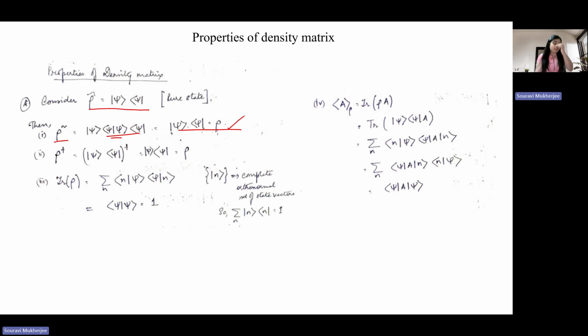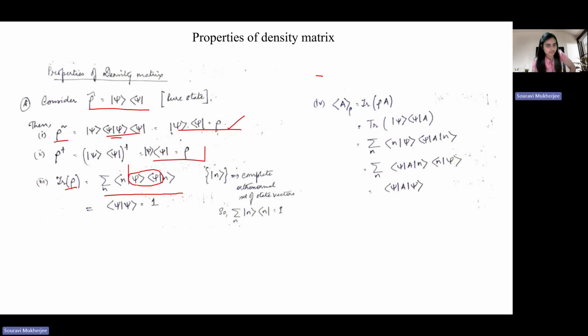Now you can also take the Hermitian conjugate, and this is how the conjugate will look. You would see that the conjugate is equal to the density matrix itself. Then you can also find the trace of rho. What is the trace of a matrix? Basically, you're doing a summation over all the diagonal terms, right? You can write it as something like this.